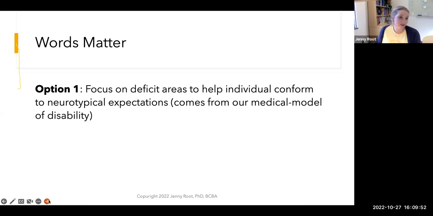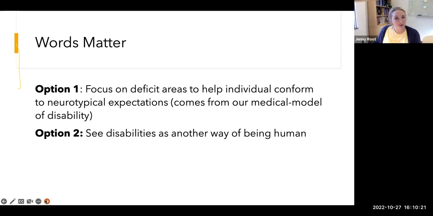So the first option, and what's most common, is focusing on deficit areas to help individuals conform to neurotypical or the normal expected ways of being, right? And that comes from our medical model of disability, where we really do focus more on what is the deficit and then what's expected.